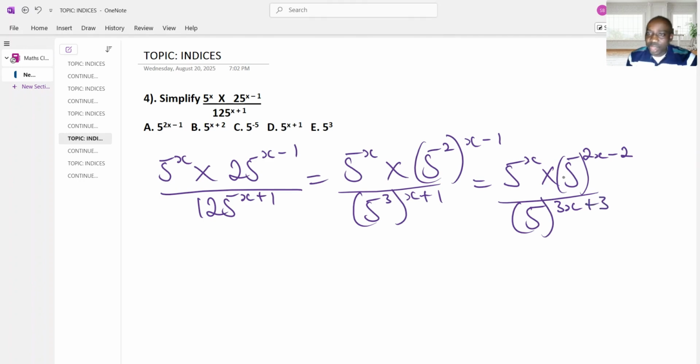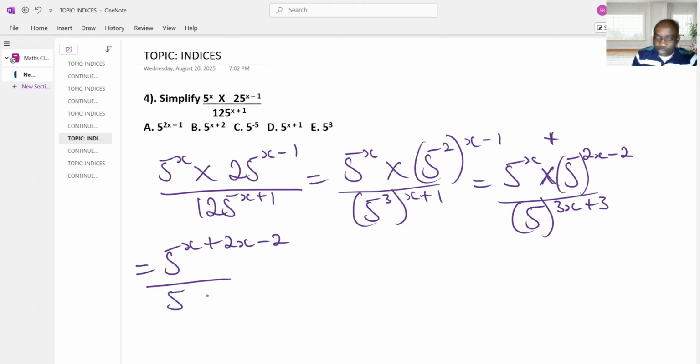Now, the next thing we are going to do, the one at the top, we turn it to a single base. How do we turn it to a single base? You just pick one of the bases, and anything multiplication in the indices means plus. We're going to say 5 raised to power x plus 2x minus 2, over 5 raised to the denominator, we have 3x plus 3 here, isn't it?